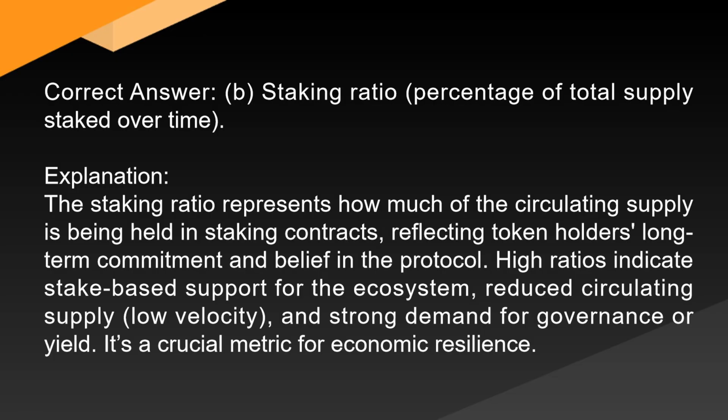Explanation. The staking ratio represents how much of the circulating supply is being held in staking contracts, reflecting token holders' long-term commitment and belief in the protocol. High ratios indicate stake-based support for the ecosystem, reduced circulating supply, low velocity, and strong demand for governance or yield. It's a crucial metric for economic resilience.